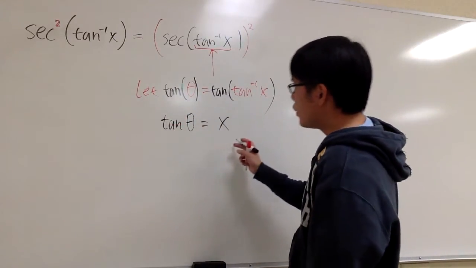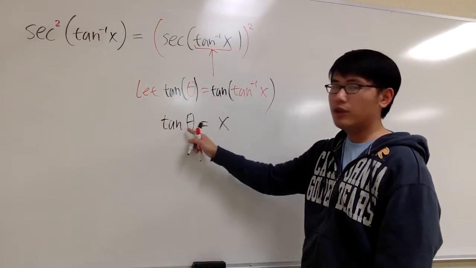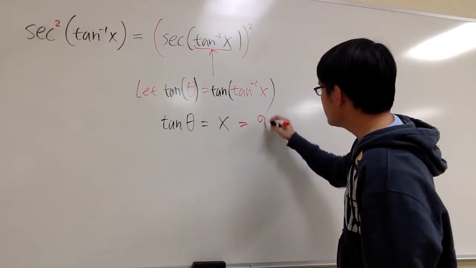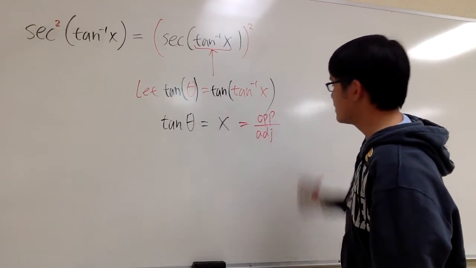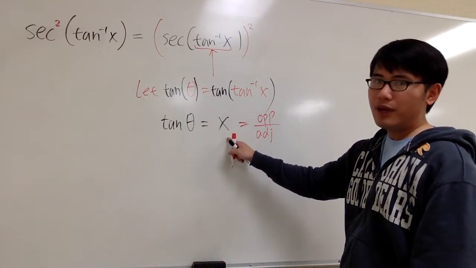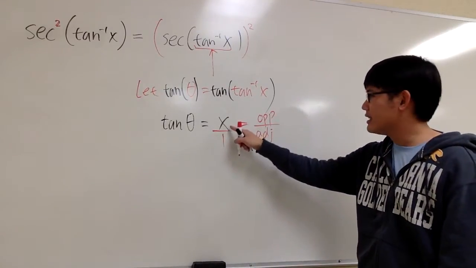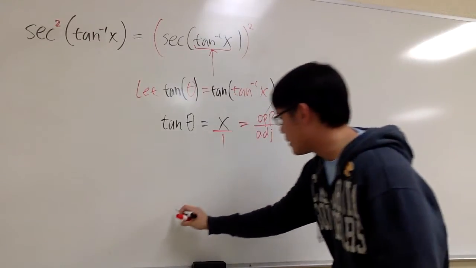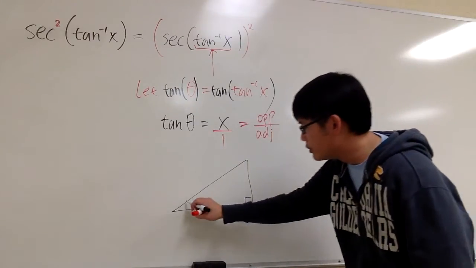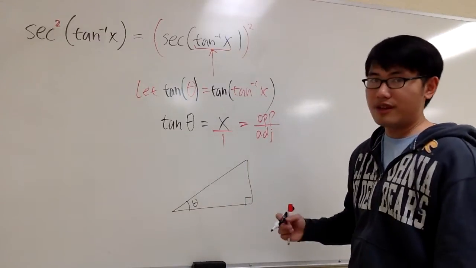Based on this information, we can come up with a right triangle, because in a right triangle, tangent of an angle means opposite over adjacent. Let me write that down. It's the opposite side over the adjacent side. And tangent theta is equal to x. Let me write x as x over 1. This way, we know the opposite side is x, and the adjacent side is 1. Let me come up with a right triangle. Just draw the triangle this way, and put the right angle here, and put the theta here. It's more consistent if you just draw your right triangle this way.